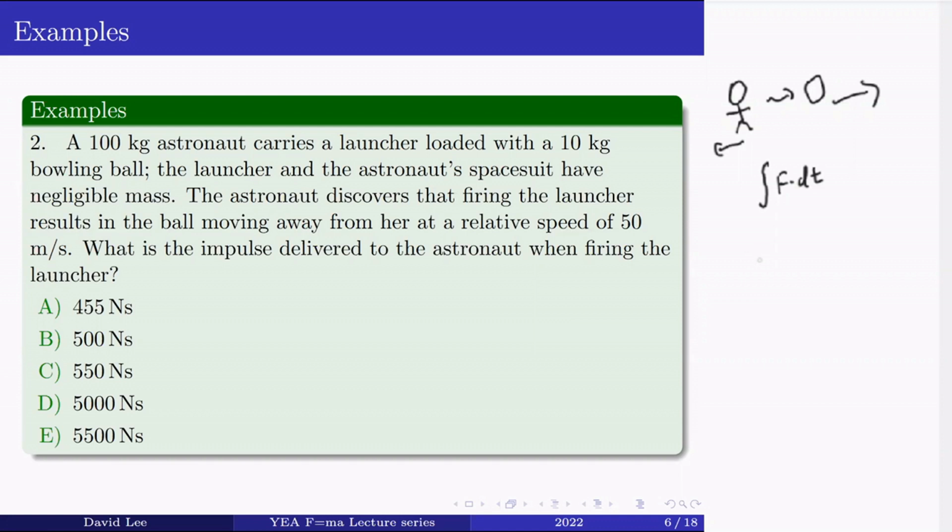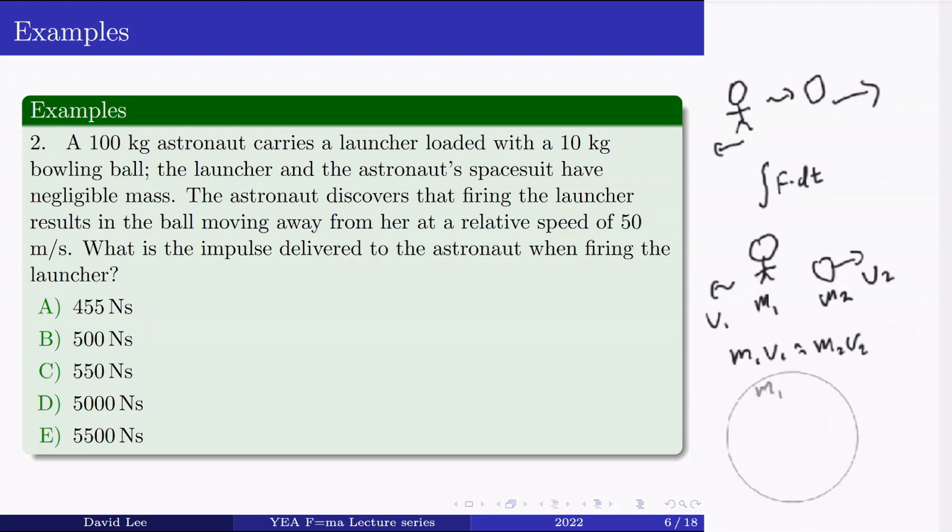So let's say the astronaut has mass m1, and then the astronaut gets launched at v1 that way. And then there's a bowling ball, has mass m2, and it gets launched at v2 that way. What equations do we have? Well, we just argued that we should have the same momentum, m1 v1 equals m2 v2. And we also know that their relative speed is 50 meters per second. So what this means is v1 plus v2 equals v, where v is their relative speed, in this case 50 meters per second.